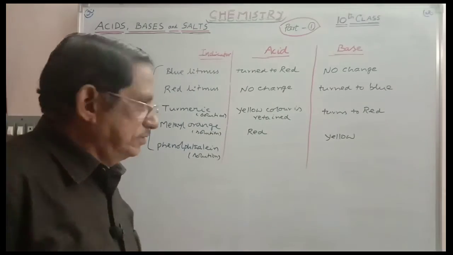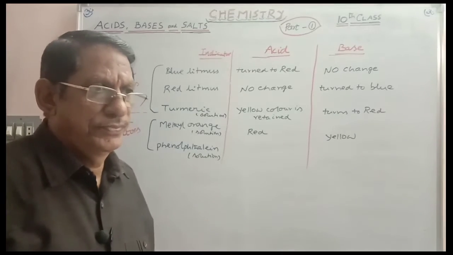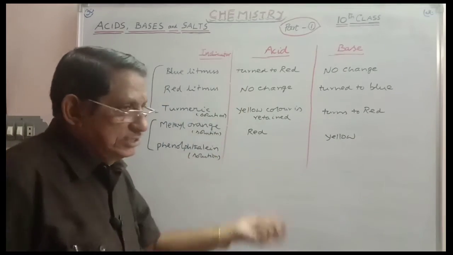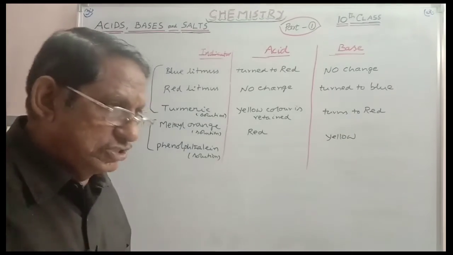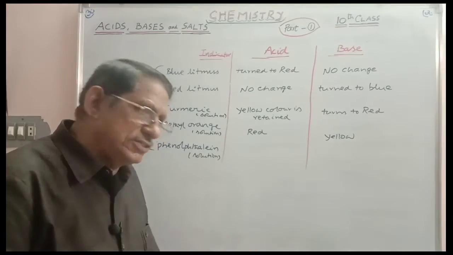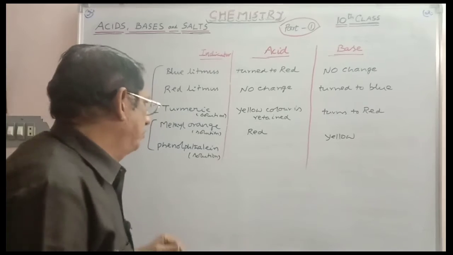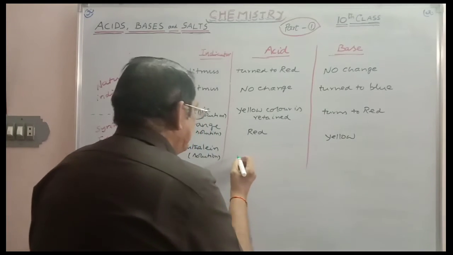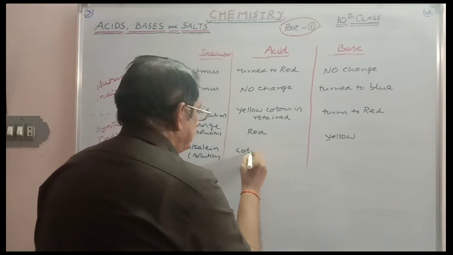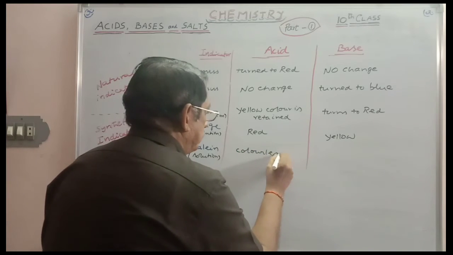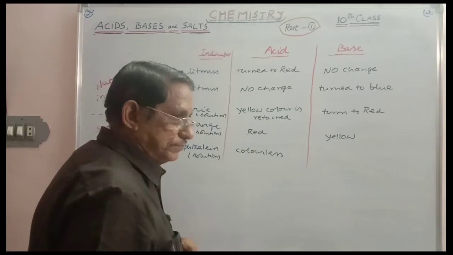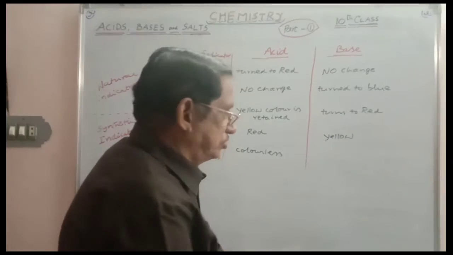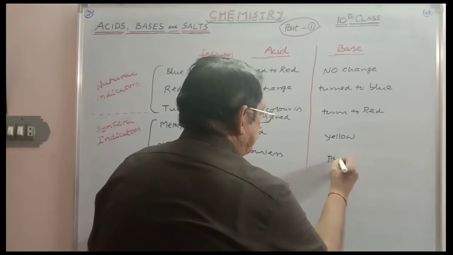Similarly, you can take phenolphthalein, which is a colorless solution. Just one drop of phenolphthalein solution is added to an acidic solution like HCl, HNO3, H2SO4, any acid solution. Then what happens? Phenolphthalein remains colorless in acidic solution, and the same phenolphthalein, by the addition of one drop to a base, turns the whole basic solution to pink color.